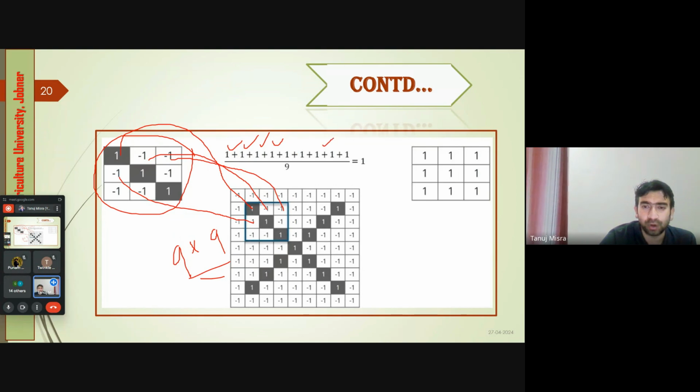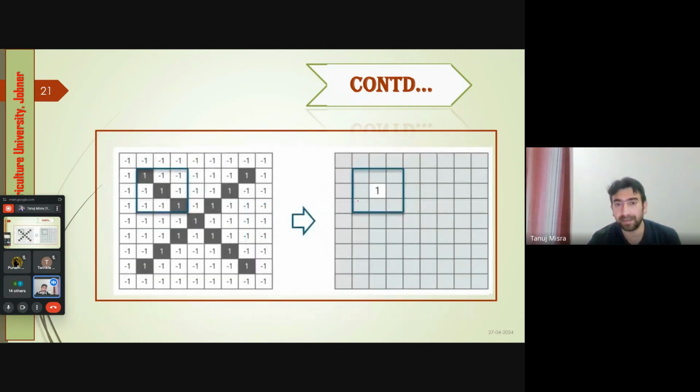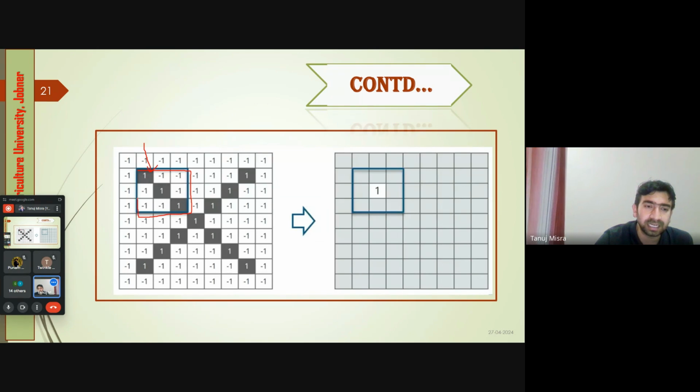After adding, what happens? Then it is divided. There are a total of 9 pixels, 3x3 total 9 pixels are there. So the sum of these 9 pixels will be divided by 9, then it will be 1, and these values will be replaced. Okay, these values will be replaced here. So this is the kernel, and here after the multiplication, after the convolution operation, this pixel has been replaced. So this is the process to extract the features.